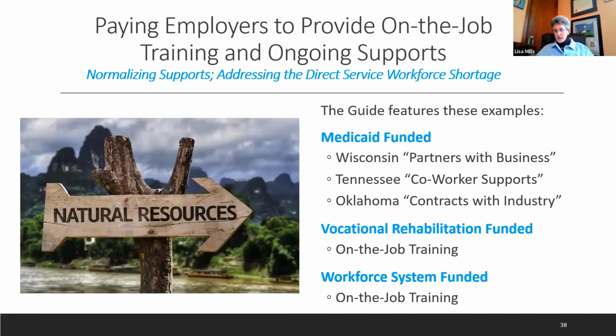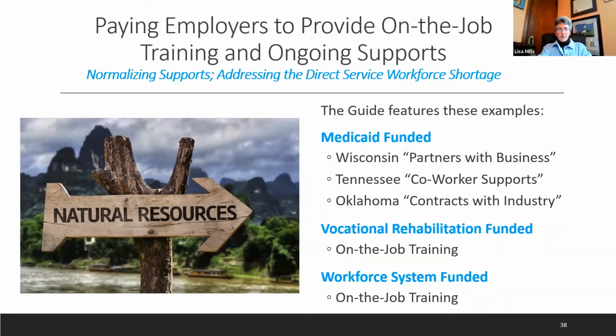So I just want to tell you quickly, before we go to Q&A, a few more things that are in the guide in case you're interested. I wrote a pretty extensive section on models for paying employers to provide on-the-job training and ongoing supports. I used examples from the Medicaid system, in my state where I live right now, Wisconsin, in Tennessee, and an old model that really inspired a lot of the thinking today from Oklahoma. Also talked about the VR on-the-job training and how the workforce system can pay for on-the-job training.